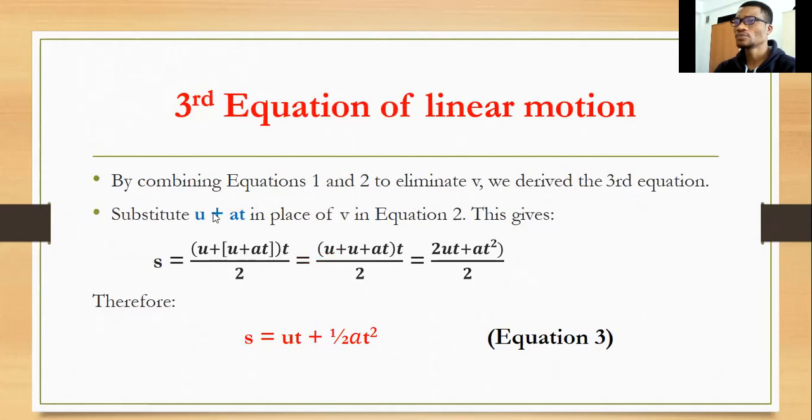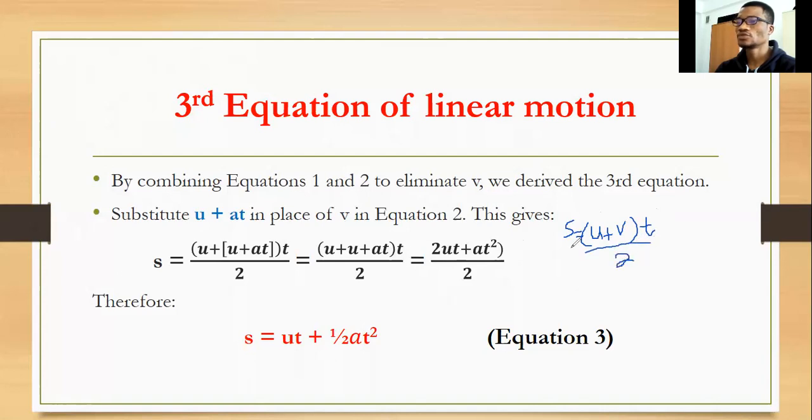Substitute u plus at in place of v in equation 2, and then this gives, when we do that substitution, don't forget our equation 2. Okay, let me write equation 2 for you to see it. So our equation 2 is giving us s equal to u plus v, let me bracket everything, multiply by the time taken divided by 2.